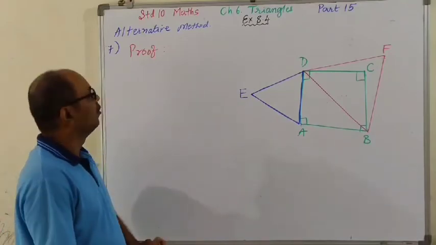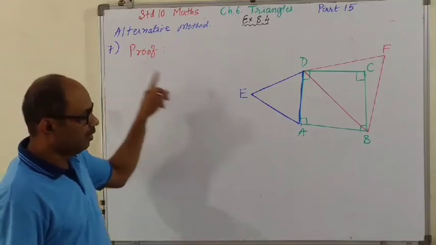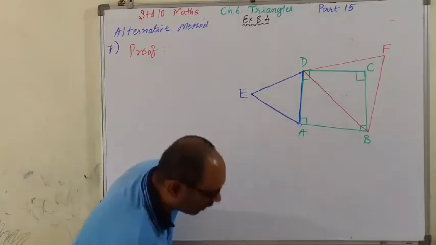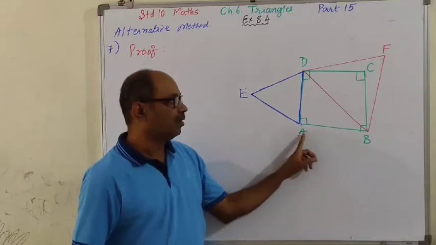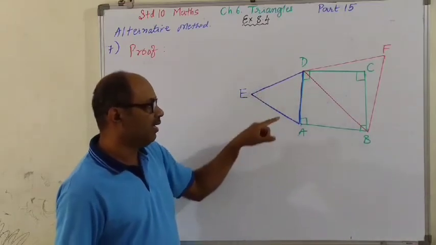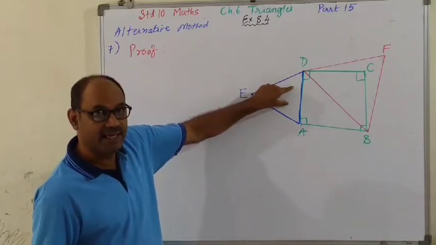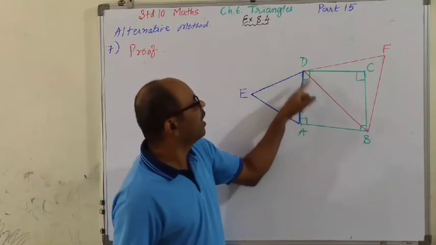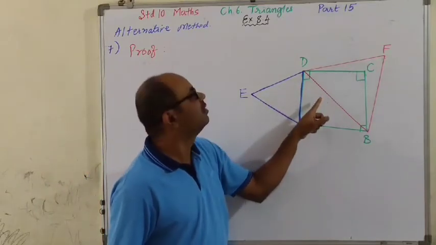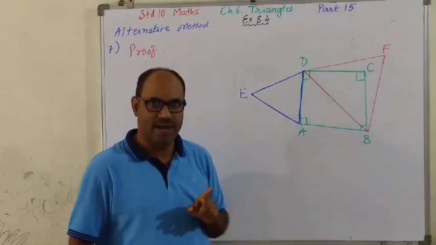Alright, we'll see the alternative method for sum number 7. Okay, here is the figure. What are we given? Quadrilateral ABCD is a square, and the blue triangle AED is described on side AD, and the red triangle BDF is described on the diagonal of the square.